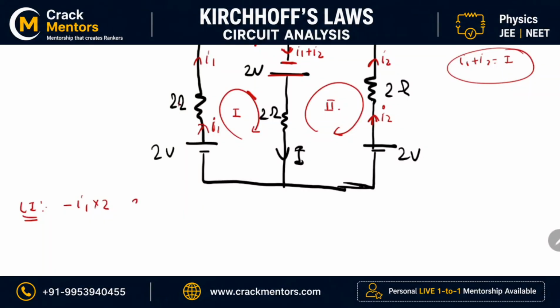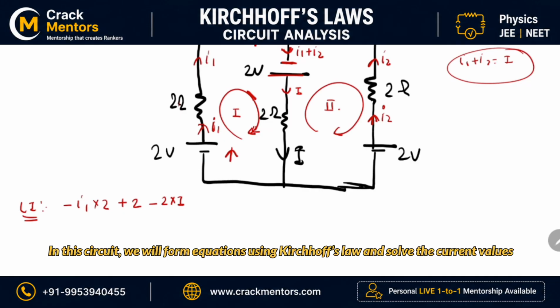Terminal of the cell of 2 volt, so 2 with a positive symbol. When you are going from negative, lower, to higher, potential is gained. Now when you reach down, this is the current I that is being passed, and you are going in the same direction as that of the current, so minus 2 into capital I. Finally when you reach here, you will go like this, and you will find that this is the path. You are again going from the negative to positive terminal, therefore plus 2, this is equal to 0.